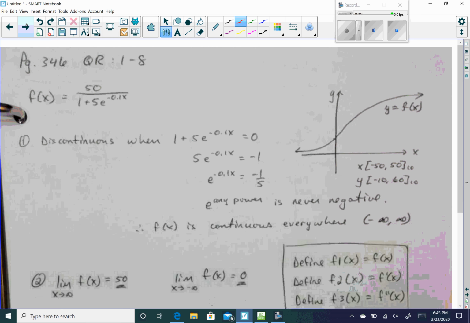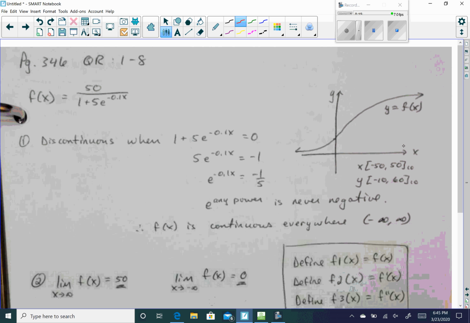All right, what I assigned yesterday was a quick review 1 through 8. So for this, I have everything already written out. I just want to talk about it. You definitely want to just start by graphing f of x on your calculator. So this is the graph off to the right here of what we're getting. And we want to answer a few questions here.